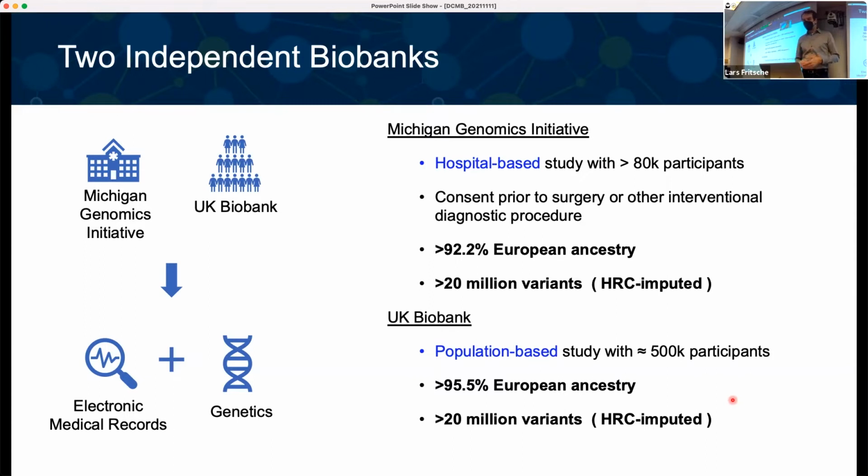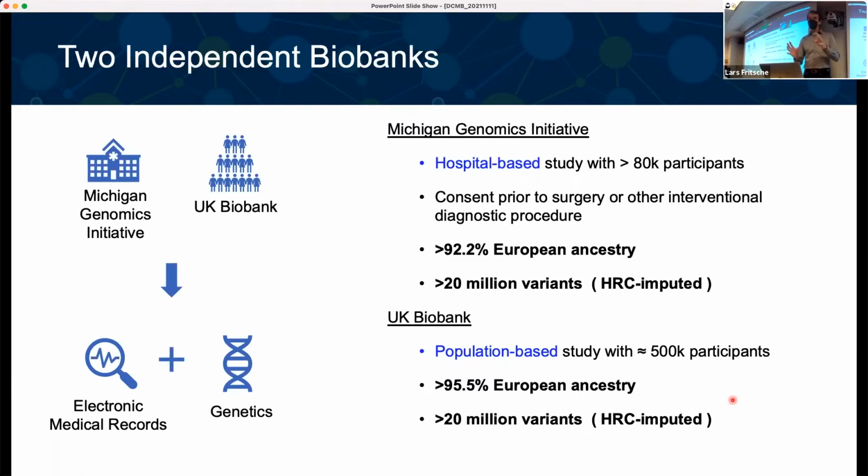But the latest data set is the TopMed imputed data set with, I think, right now over 50 million SNPs that were imputed. In contrast, the UK Biobank study you probably all know very well includes up to 500,000 individuals, and over 95% of them are of European ancestry. And here again, I'm using a similar imputed data set, the HRC imputed data set with over 20 million variants.